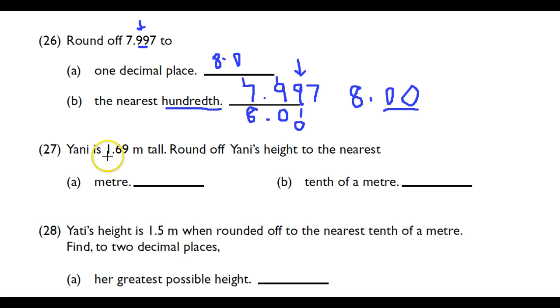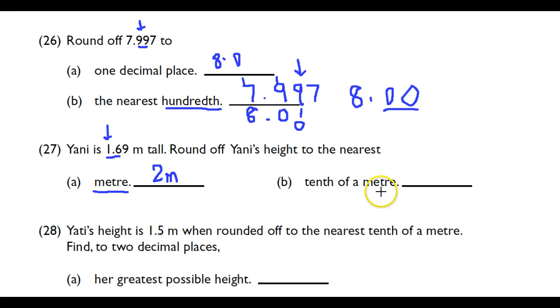Next, 27. Yenny is 1.69 meters tall. Round off Yenny's height to the nearest meter. Look here, should 16 be rounded off to 20 or 16 rounded to 10? So it's rounded off to 20, right? So it becomes 2.0 and so on. But if you put nearest meter, leave that 0.0 alone, just put 2 meters will do, because we are rounding off to the nearest whole number.